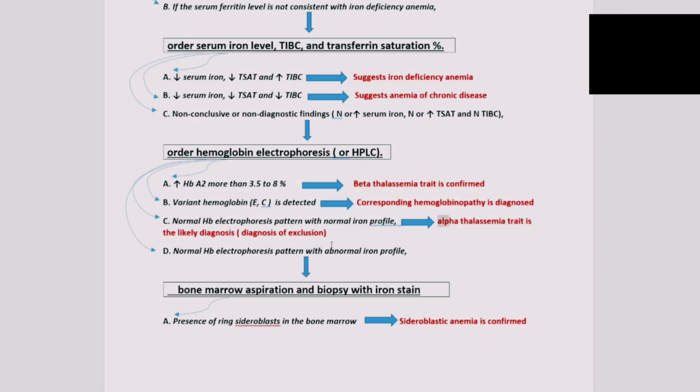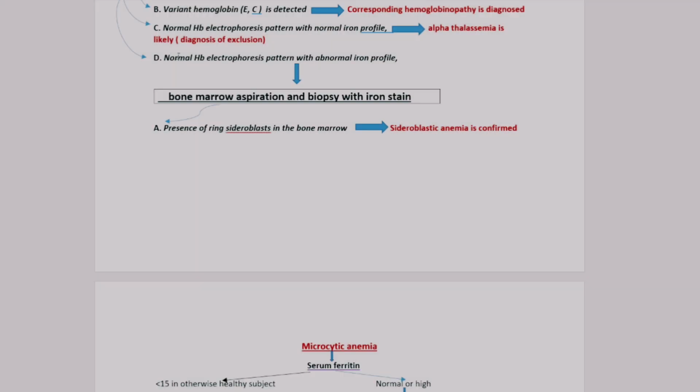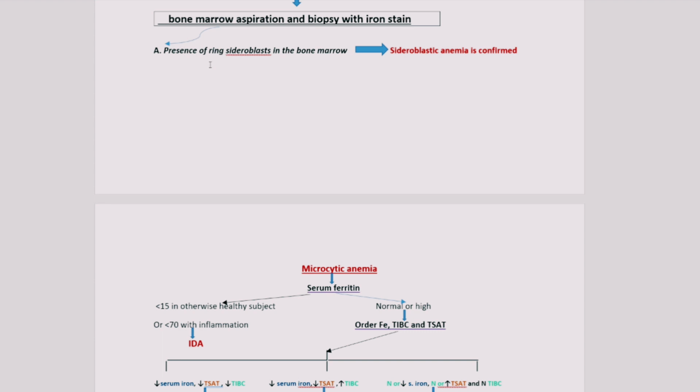If hemoglobin electrophoresis pattern is normal, with normal iron profile, then the most likely diagnosis is alpha thalassemia trait. Alpha thalassemia trait is a diagnosis of exclusion. After excluding iron deficiency anemia, anemia of chronic disease, and the beta thalassemia trait, the likely diagnosis is alpha thalassemia trait. If the electrophoresis is normal with abnormal iron profile, high ferritin, high iron, then likely diagnosed sideroblastic anemia. Order bone marrow aspiration with iron stain. You will find ringed sideroblasts.